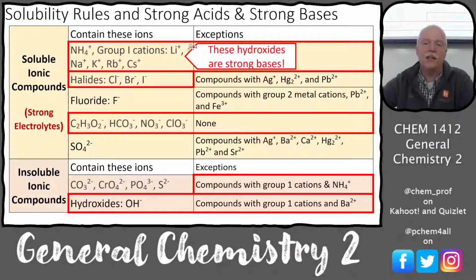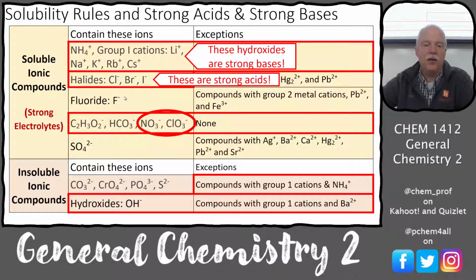And so these hydroxides are strong bases. If you put OH on any of these, including ammonium hydroxide, so NH4OH. Okay. And the same with these halides. Notice chlorine, bromine, and iodine are sort of set apart from fluoride. Fluoride, when you couple it with a hydrogen, is going to be a weak acid.